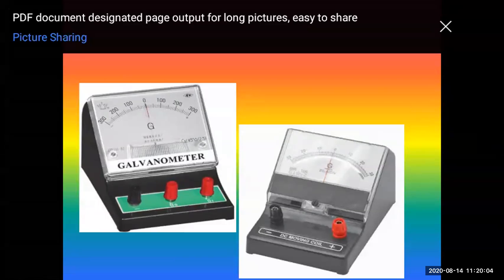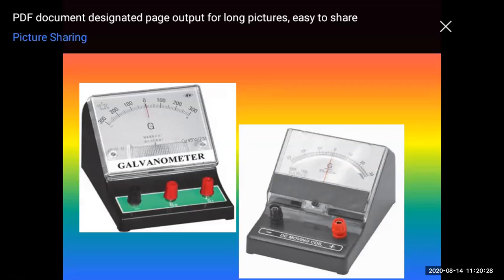The deflection is on either side of the zero mark at the center of the scale, depending on the direction of the current. A galvanometer can be modified suitably to measure the current, as in an ammeter, and potential difference, as in a voltmeter. So in this way you can use a galvanometer. So that is about the galvanometer.